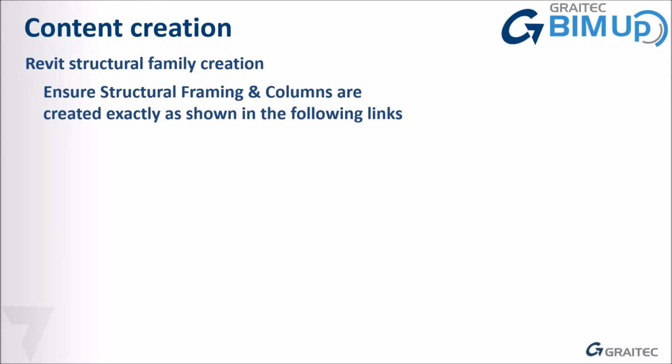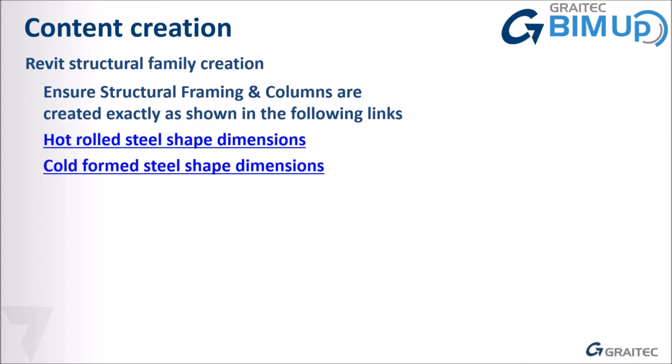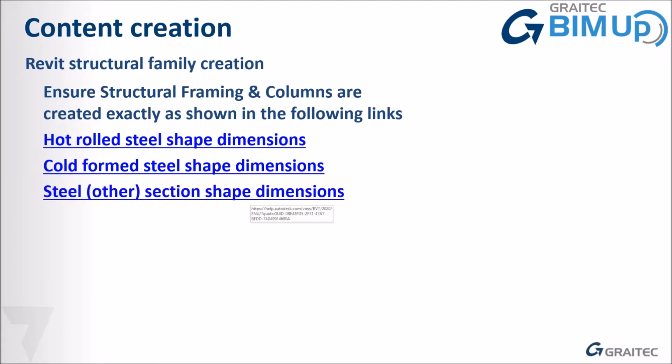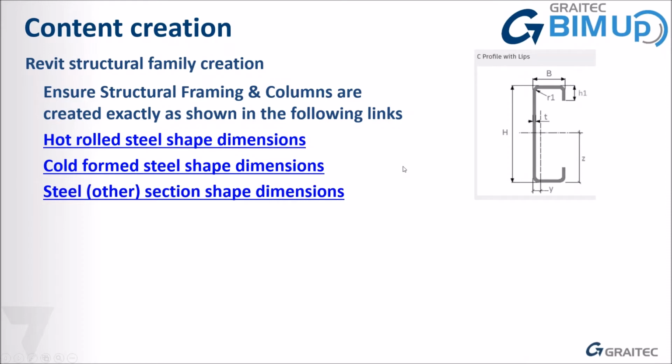So when you're creating content, everything to transfer between Revit and Advanced Steel needs to be done as structural framing or structural columns. I've embedded some links for Revit 2020. We've got hot rolled steel shape dimensions, cold formed steel shape dimensions, and other shape dimensions. What we found through testing different pieces is that it's always best to follow everything exactly on the Autodesk website, as it has all of the dimensions needed. I've even created them with the same parameters, so HB, H1Z, Y.